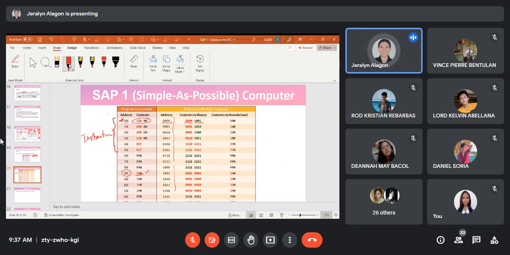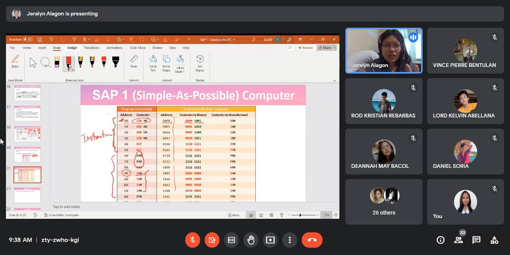This is the entire code. This one is the data. Actually, this is the data. As you can see, class, this is the data. Ma'am, where is the data? These are the data. This FFH is the one with no content.